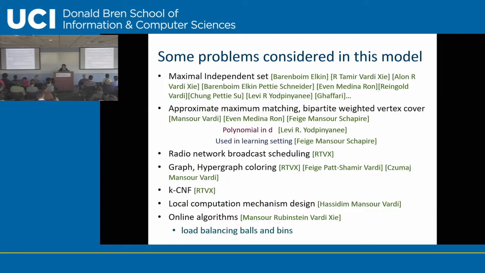And in this model, a lot of work, this is from 2010, but all of these works are since then, and a lot of local computation algorithms have been designed. For example, maximal independent set, which I'm going to talk about much more in this talk, approximate maximum matching, bipartite weighted vertex cover. Actually, what's interesting is these types of algorithms were used in a learning setting by Fahim, Mansour, and Shapiri. It's been used for radio network broadcast scheduling, coloring for graphs, hypergraphs, k-CNF problems. It's even been used in mechanism design by Hazim, Mansour, and Vardy, so local computation mechanism design, and online algorithms by Mansour, Rubinstein, Vardy, and Shi. In particular, that problem is really interesting.